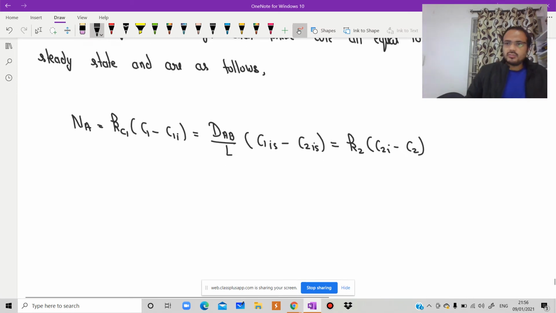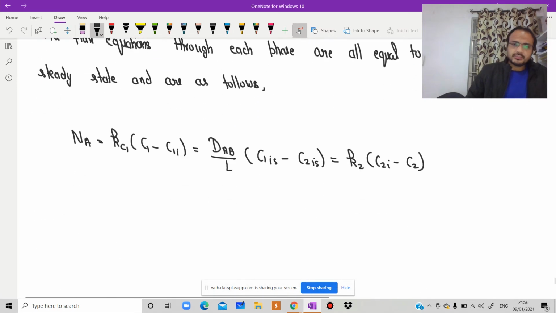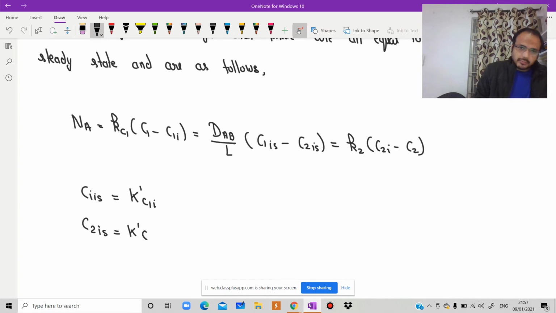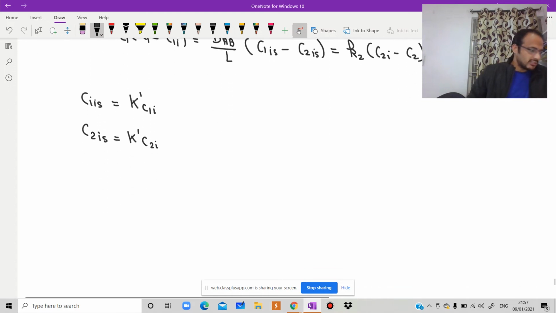Then with the help of this definition, can we write C1IS is equal to K prime C1I and C2IS is equal to K prime C2I. Is it clear? C1IS is equal to K prime C1I. Just from the above relation, put this value.